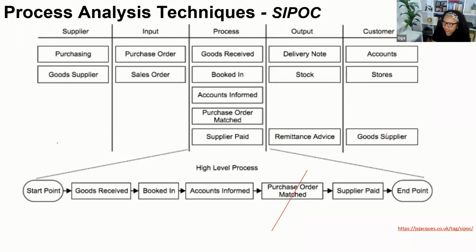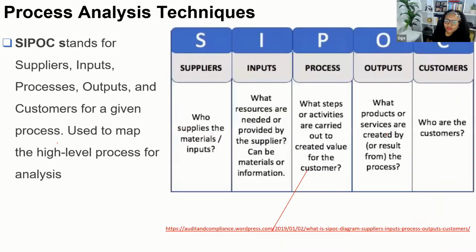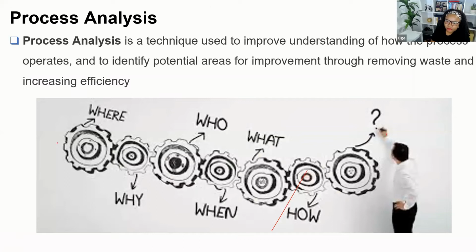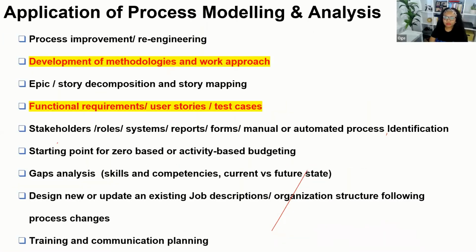So someone is saying I should go back to the cross-functional diagram. You can always get those samples of it online. I don't know if you have any question around it, because we need to move. You can go online, go to Google and just type swim lane diagrams and you would get lots of options. Now, let's quickly talk about the application of processes.